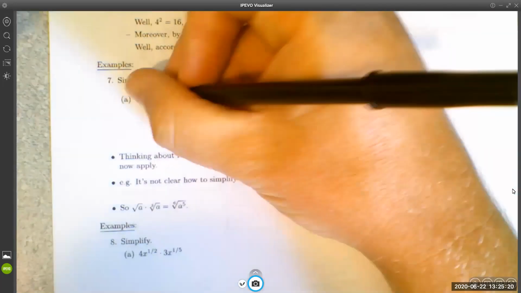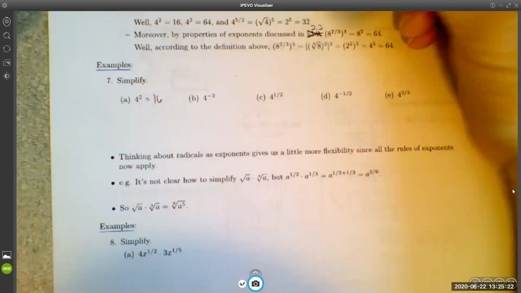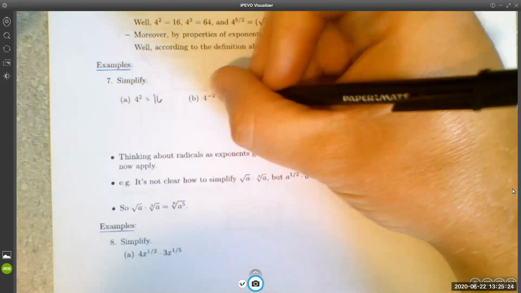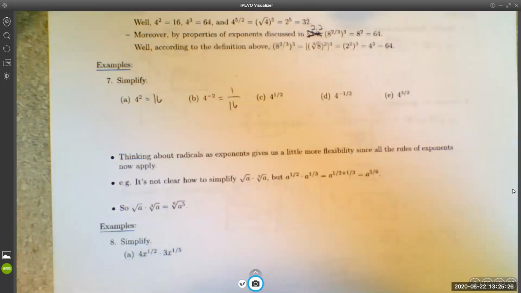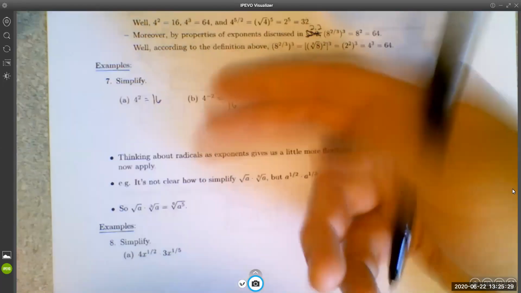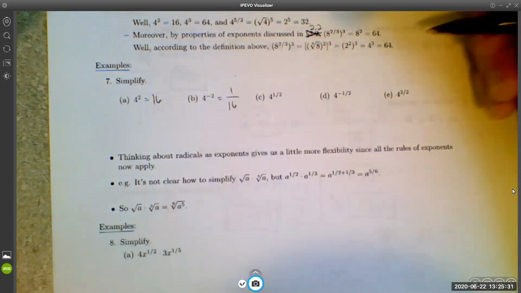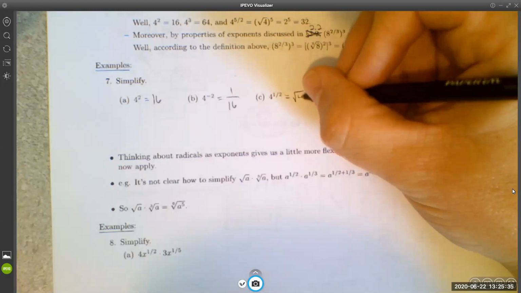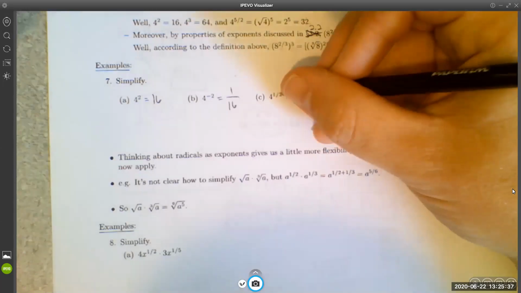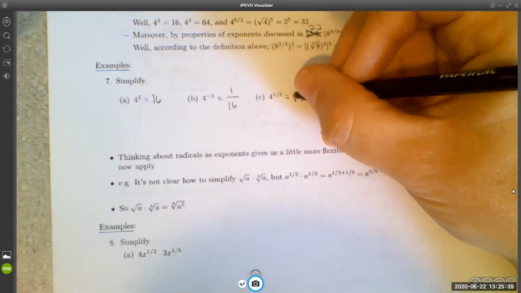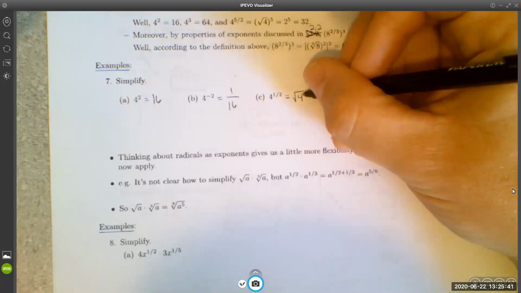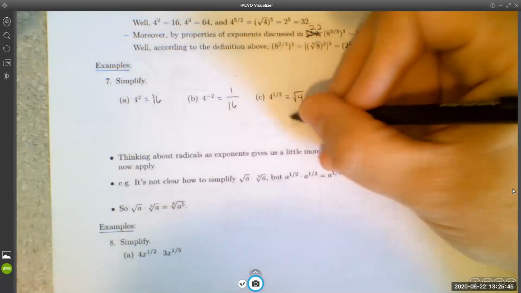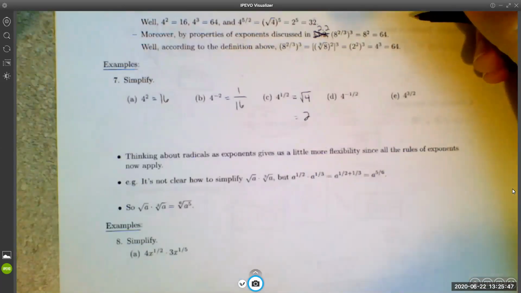4 squared is 16. 4 to the negative 2 is 1 over 16, right? That's how we take care of negative exponents, we flip the number over. 4 to the 1/2 would be the square root of 4. The denominator is the index, the numerator is the exponent, so this is 2 and then a 1. So it's just the square root of 4, which is equal to 2.